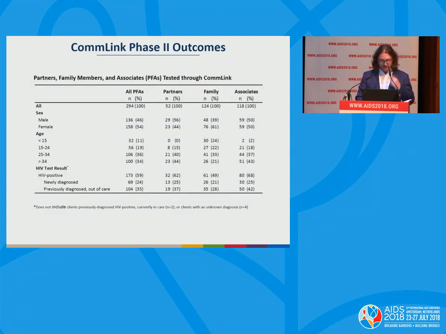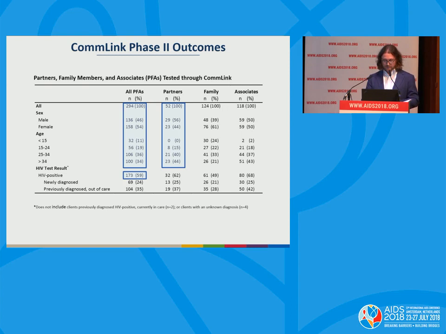Okay, this table looks at PFAs, partners, families, and associates, that were tested through the program. There were a total of 294 tested, which were predominantly male and older. 59% tested positive, 25% newly diagnosed, 35% previously diagnosed and out of care. 52 partners were tested, and these were mostly male and older. 62% tested positive, with 25% of the total partners tested newly diagnosed, 37% previously diagnosed and out of care.